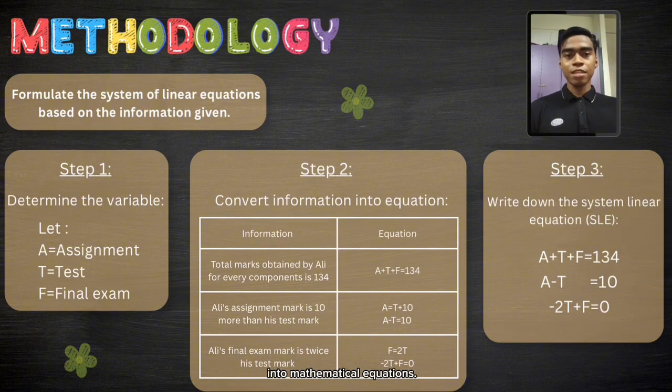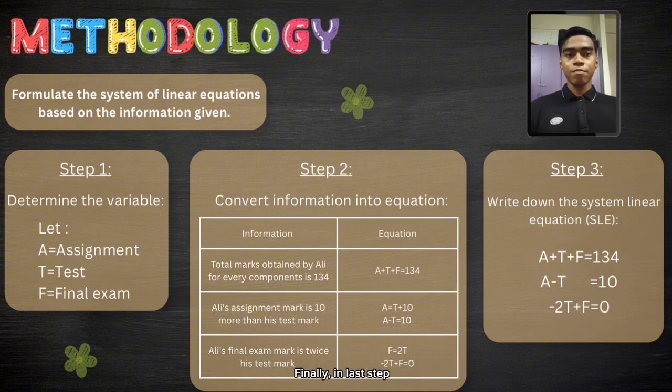After we define those variables, we move on to step 2, which is converting the information from the question into mathematical equations. First, the total marks obtained by Ali for all three components are 134. So we write the equation: A plus T plus F equal to 134. Next, Ali's assignment mark is 10 marks more than his test mark. So the equation becomes A equal to T plus 10, or equivalently A minus T equal to 10. Lastly, Ali's final exam mark is twice his test mark. So we write F equal to 2T, which can also be rearranged as negative 2T plus F equal to 0.